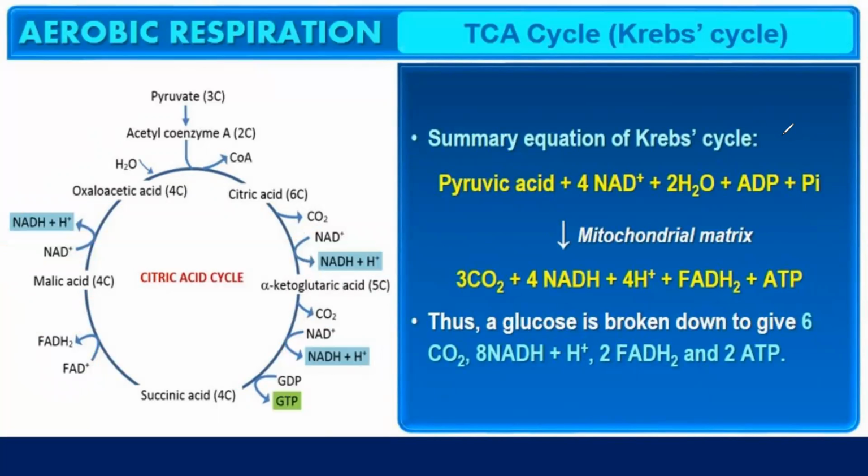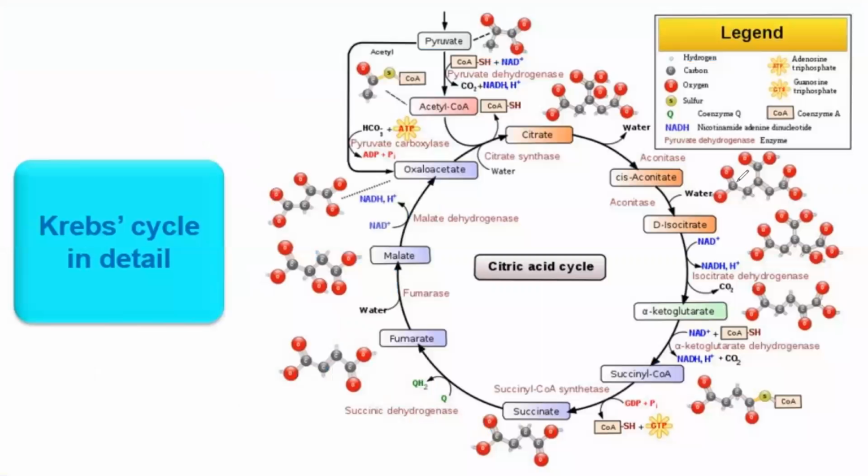So the overall summary equation of the Krebs cycle is: 1 molecule of pyruvate plus 4 NAD plus, 2 H2O, plus ADP plus Pi inside the mitochondrial matrix will give 3 carbon dioxide plus 4 NADH plus 4 H plus, FADH2 and ATP. Thus, a glucose is broken down to give 6 molecules of carbon dioxide, 8 molecules of NADH, 2 molecules of FADH2 and 2 molecules of ATP.